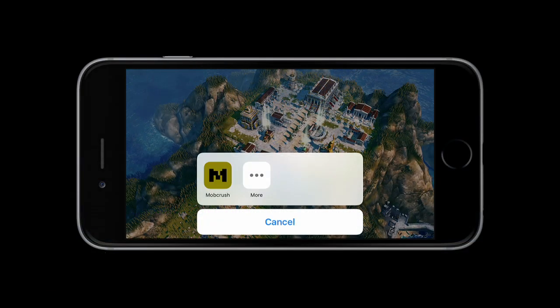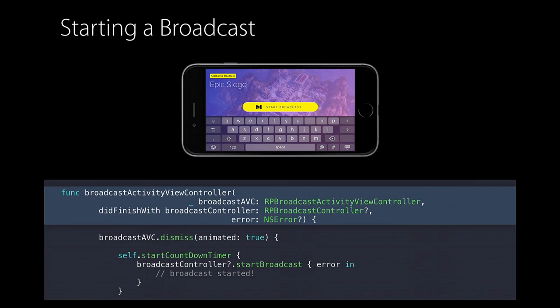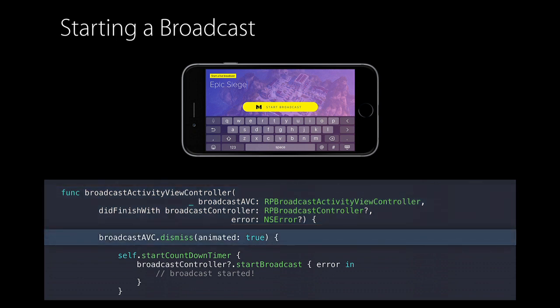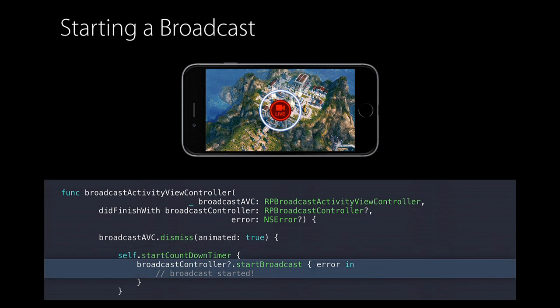At this point, the user can select the service to broadcast to and sets up their broadcast. And once they're done setting up, the Activity View Controller's delegate method is fired. And this delegate method is supplied an instance of another new class, RPBroadcastController, which allows us to start a broadcast. But before we do that, though, we also want to dismiss the Activity View Controller, since we're the ones that presented it, start our in-game countdown timer, and when the countdown timer ends, we finally start the broadcast by calling startBroadcast on the new RPBroadcastController instance that was passed in.